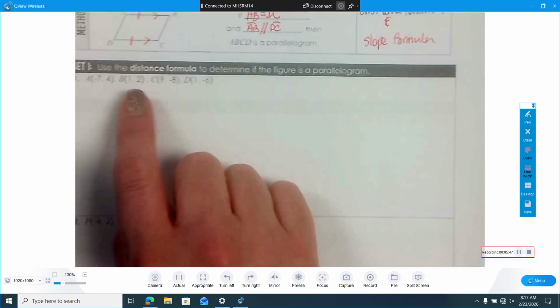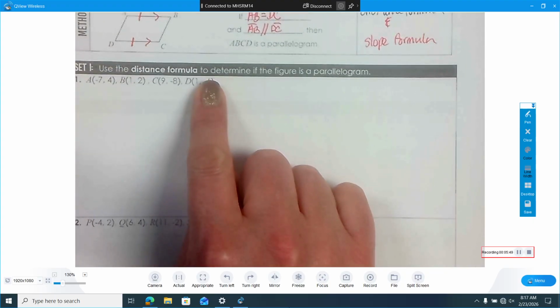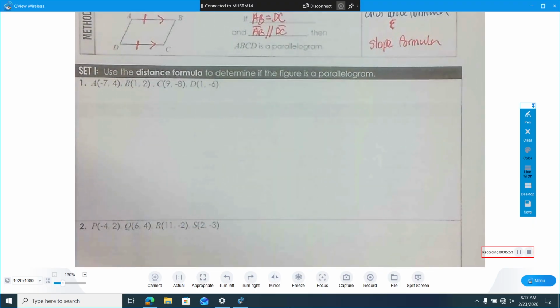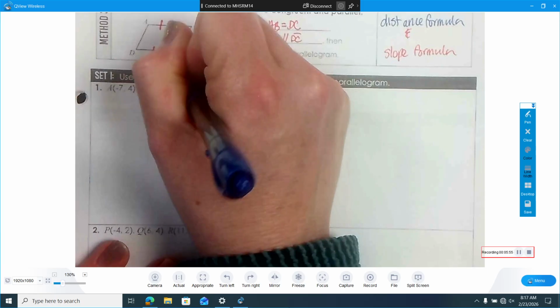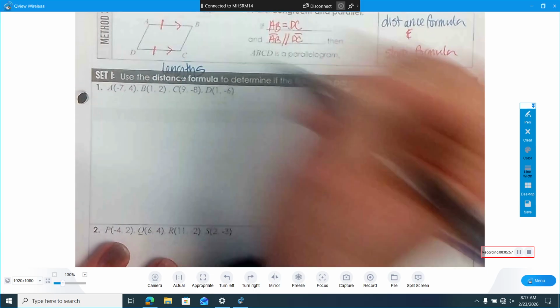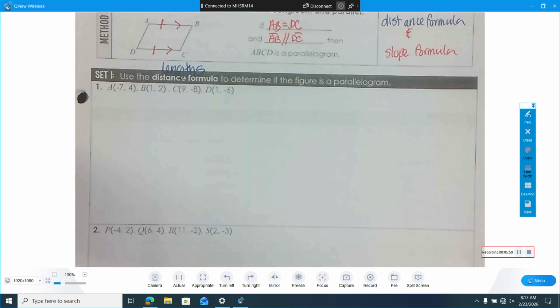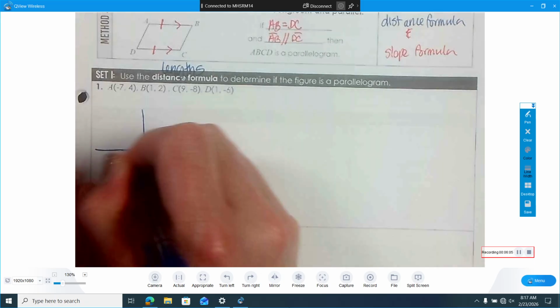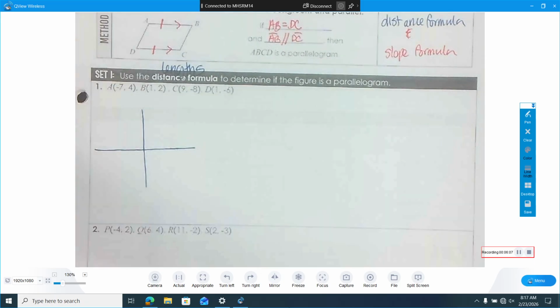So for set one, we're going to use the distance formula to determine if the figure is a parallelogram. The distance formula gives us lengths of sides, and we want to prove that the two sides are the same length. So I'm going to make a little tiny sketch. Now in Delta Math, they're going to make you graph them, which is fine. It's easy to graph points.